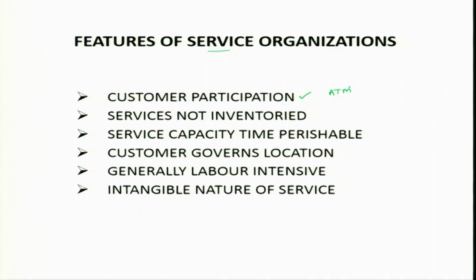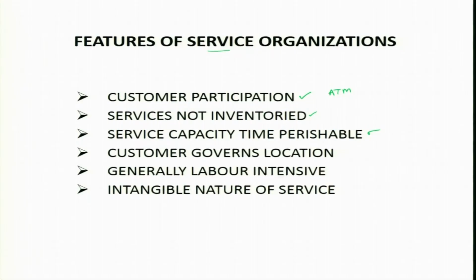Second important difference in manufacturing and service sector is you can produce the product and store it, and it can be used at a later stage. Whereas in case of services, airlines, seats are there. If a customer is not using it, it is going to be waste. So, you cannot store the services, you cannot inventory the services. It has to be consumed when it is getting produced. So, service capacity is time perishable. If you are not able to use it, it is going to be perished.